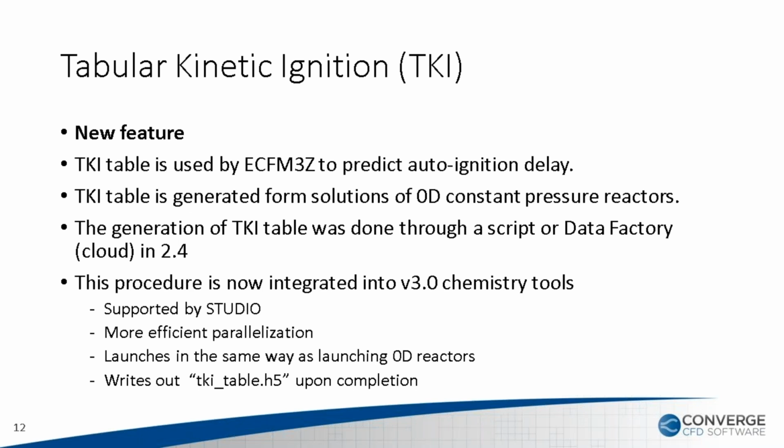As I said, we generate a table by collecting the results of the 0D constant pressure reactor. Because we have integrated it and it is supported by Studio, all the setup goes through Studio, and once you've done the setup, you just have the output file and run Converge as usual. For this table generation, we use a slightly more efficient parallelization method than we did for the other 0D reactors. When it's done, we write out the TKI table as the file tki_table.h5, so you can use it for your ECFM simulation.